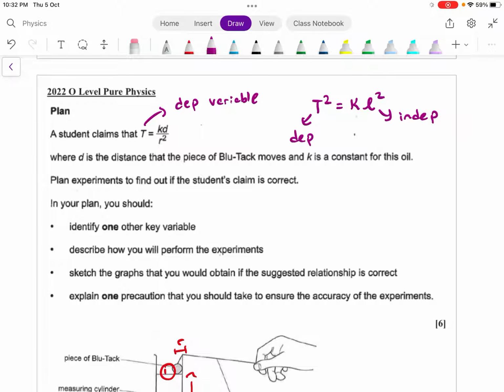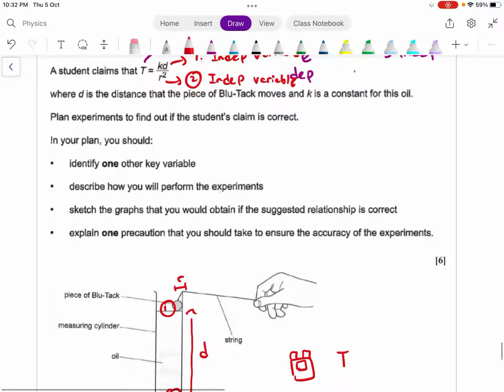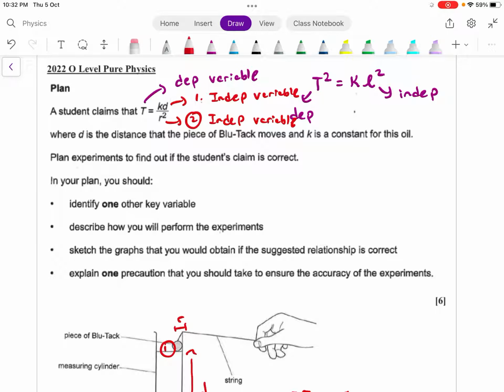What about d and r? d is the first independent variable, and the second independent variable will be your r. Of course, k will be the constant. So how do we go about doing this experiment? Let's look at what we should include in our plan. They say in your plan you should identify one other key variable, describe how you would perform the experiment, sketch the graph that you would obtain if the suggested relationship is correct, and last but not least, explain one precaution that you should take to ensure the accuracy of the experiment.